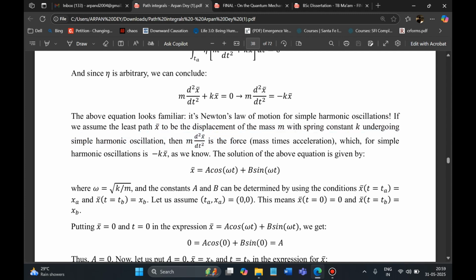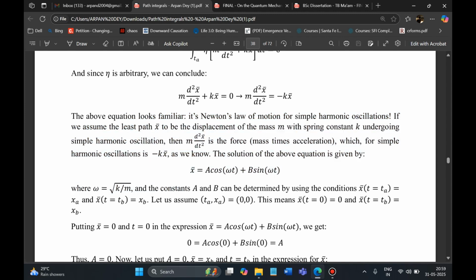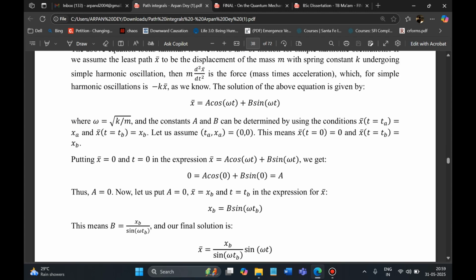So if you assume the least path x bar to be the displacement of the mass m with spring constant k undergoing simple harmonic oscillation, then m d2 x bar dt squared is the force, mass times acceleration, which for simple harmonic oscillations is negative k x bar, as we know. The solution of this differential equation is pretty simple to evaluate. x bar will be a cos omega t plus b sin omega t, where omega is under root k over m, as we define it, and a and b are constants.